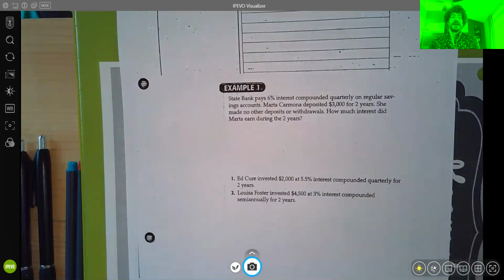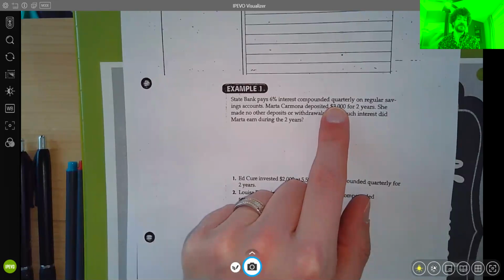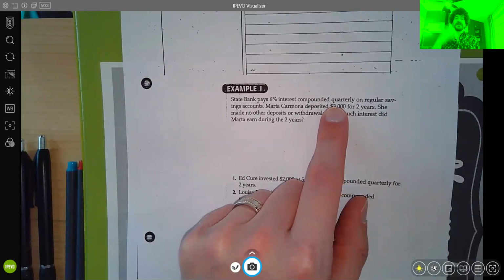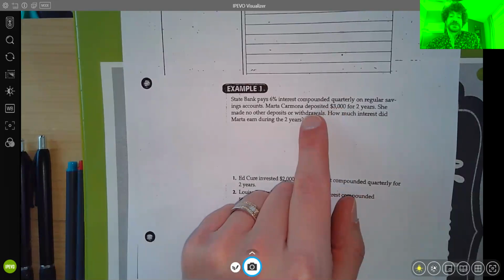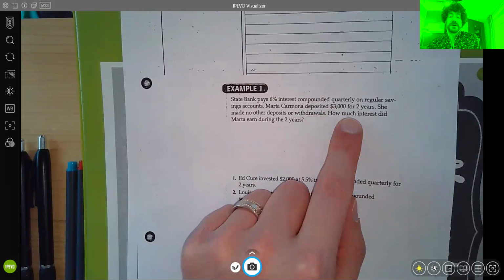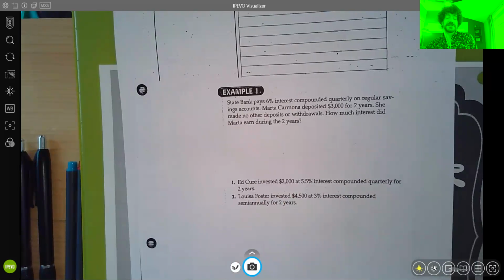So it says that State Bank pays 6% interest compounded quarterly. So that would be once every 3 months, 4 times a year, just like we did on a lot of those examples yesterday. On regular savings accounts, Marta Carmona deposited $3,000 and it was in there for 2 years. She made no other deposits or withdrawals. How much interest did Marta earn during the 2 years?